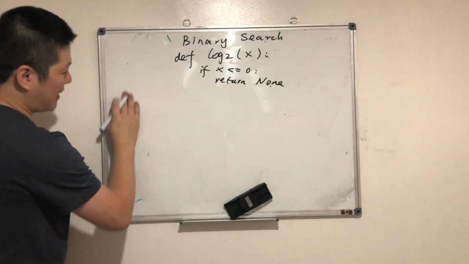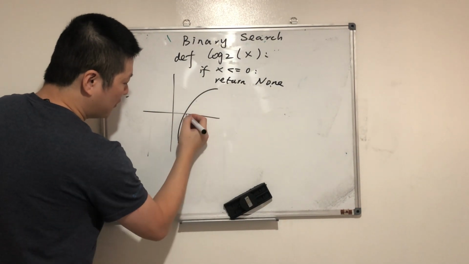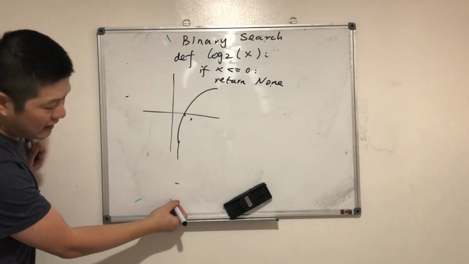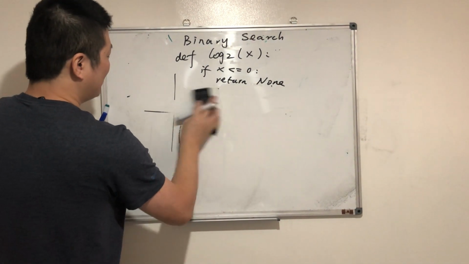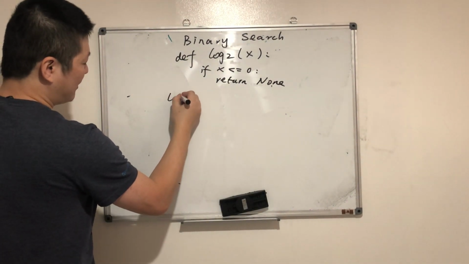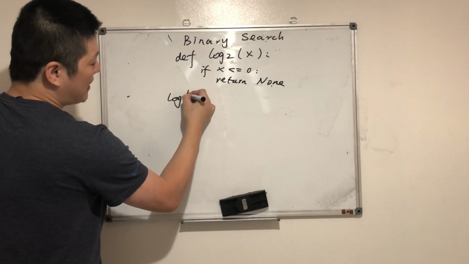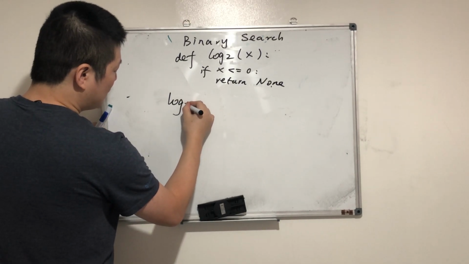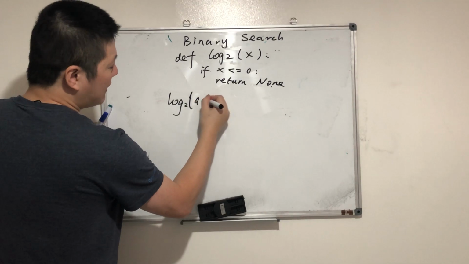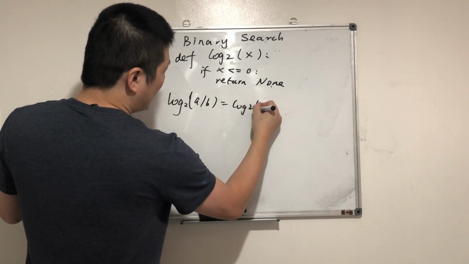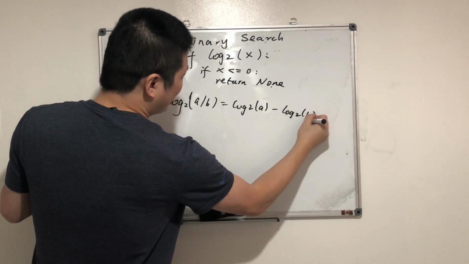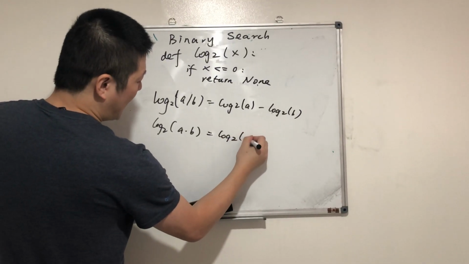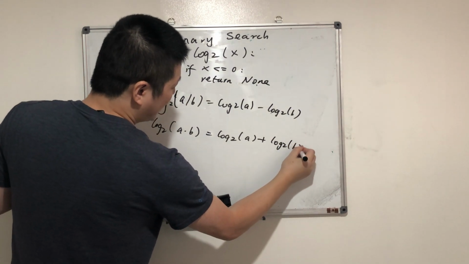Another thing I forgot is there's a formula. Remember, we talked about this. When it's here, you can't find the lower bound because it's negative infinity. So we can turn it into the positive. There's a formula: log 2 of A divided by B equals log 2 A minus log 2 B, okay? And log 2 of A times B equals log 2 A plus log 2 B. Okay, this is the formula.